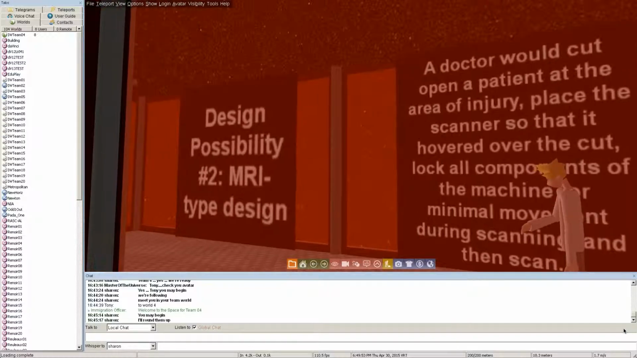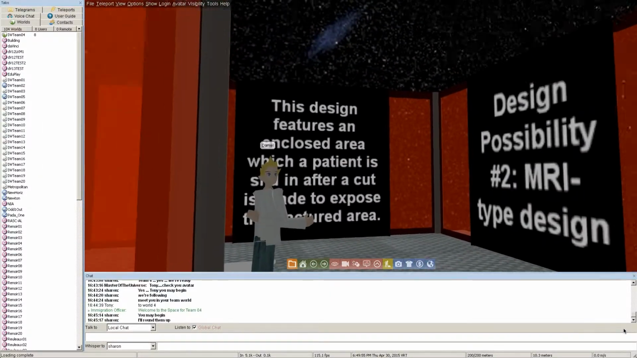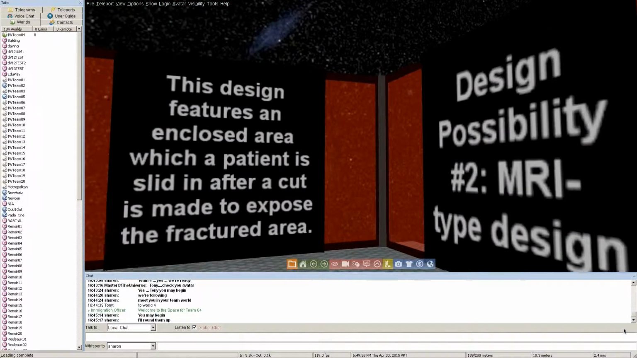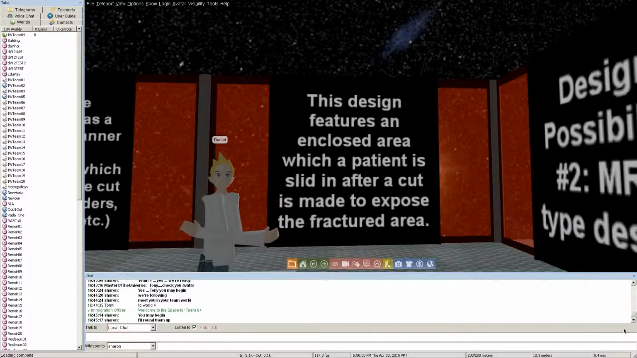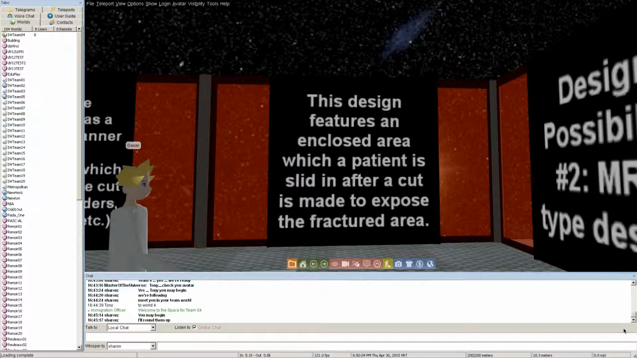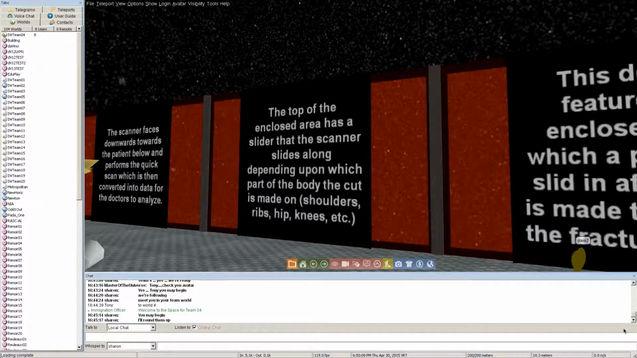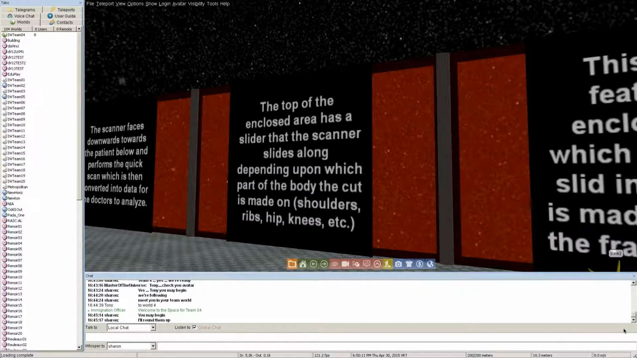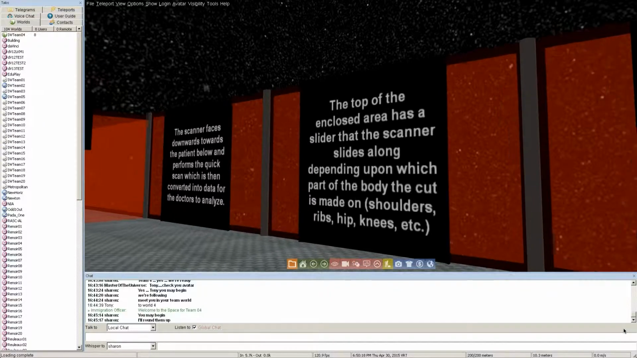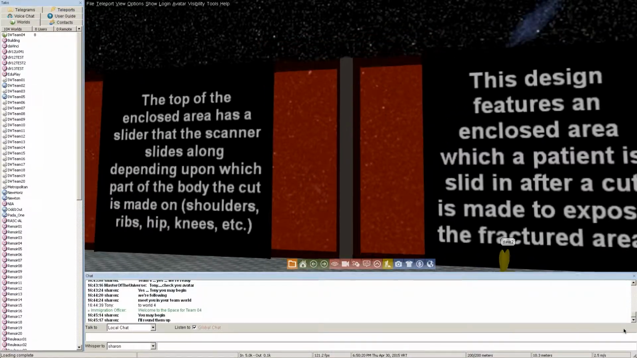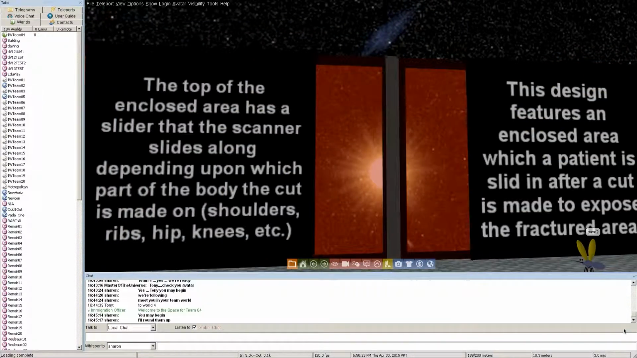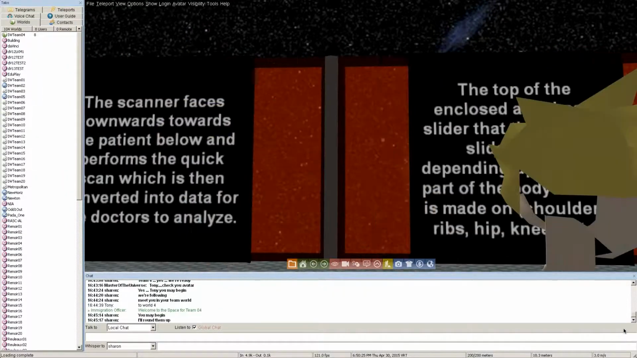And the second design possibility that we brainstormed was an MRI-type capsule design, in which a patient would be cut open at the point of injury and then slid in this MRI-type capsule. And there would be a sliding scanner along the top of the MRI-type capsule, and the scanner would slide until it was hovering over the area of injury, and then, of course, be facing down and scan over the patient's fracture and then send that data to a monitor where it can be analyzed.